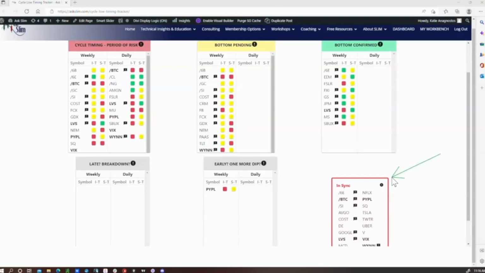Generally speaking, symbols that appear in this box are expected to show weakness, maybe even breakdowns in their current daily cycles, because those daily cycles correspond to a period of time on the longer intermediate term time frame when we're expecting weakness and for lows to form. So one of the symbols in this box right now is Tesla. Let's take a look at the chart of Tesla.